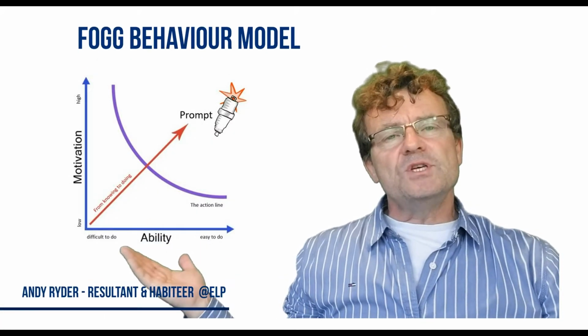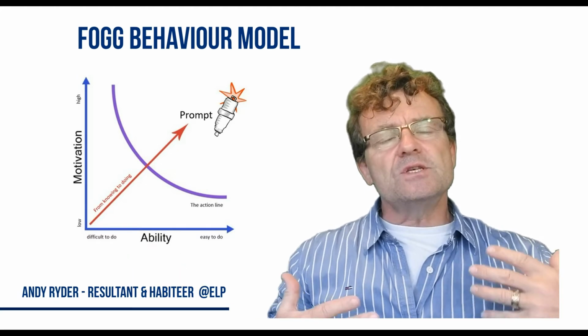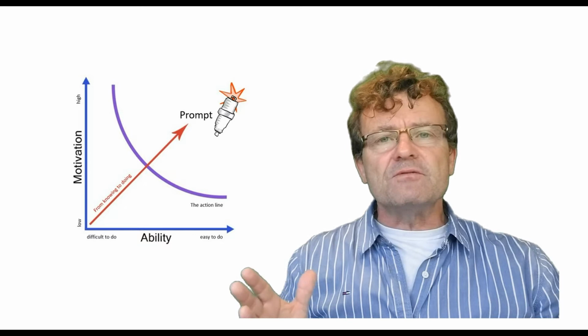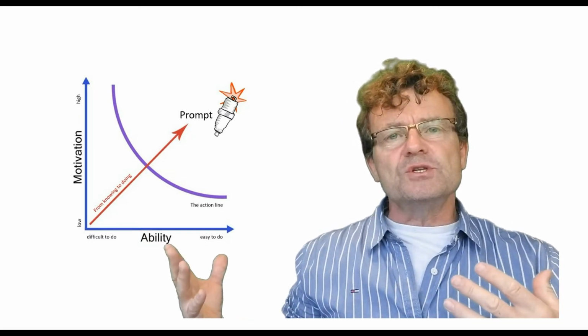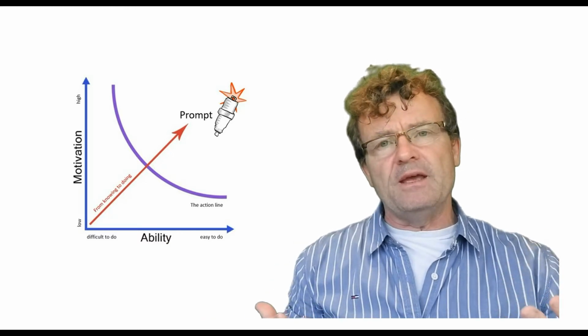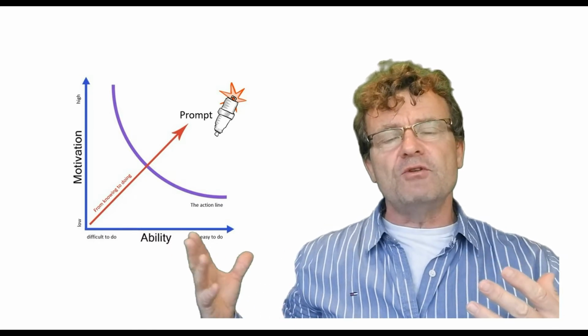The diagram you see behind me is the Fogg behaviour model. This is the culmination of many years of work by Professor BJ Fogg at Stanford University in the United States, which shows us that for us to be able to introduce a new behaviour, a long-lasting new behaviour, we must focus on three main factors.